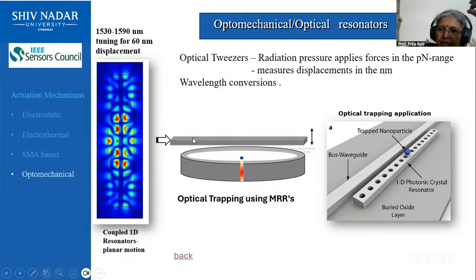Another way to do it is, if you don't want to make this 1D crystal, because this is again going to be nano-sized, and to make it is tedious if you don't have good fab facility access, then you can go in for a micro ring kind of a structure.